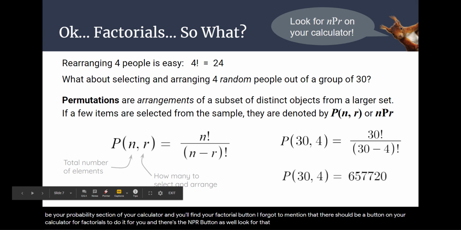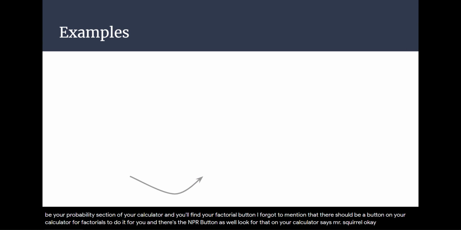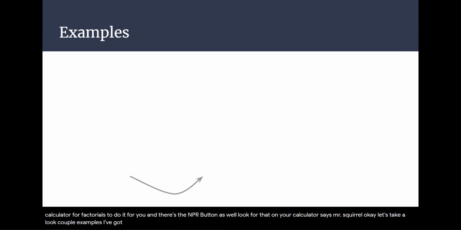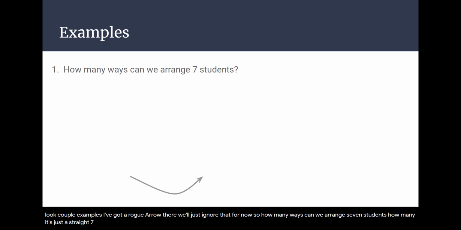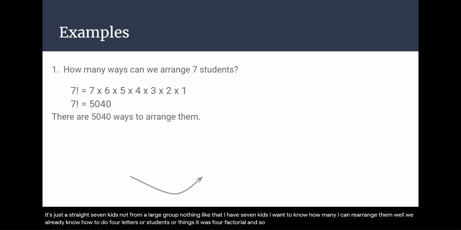So look for that on your calculator, says Mr. Squirrel. Okay, let's take a look at a couple examples. Oh, I've got a rogue arrow there. Well, we'll just ignore that for now. So how many ways can we arrange 7 students? It's just a straight 7 kids, not from a large group, nothing like that. I have 7 kids, I want to know how many ways I can rearrange them. Well, we already know how to do 4 letters or students or things. It was 4 factorial, and so 7 is no different. It's just 7 factorial.